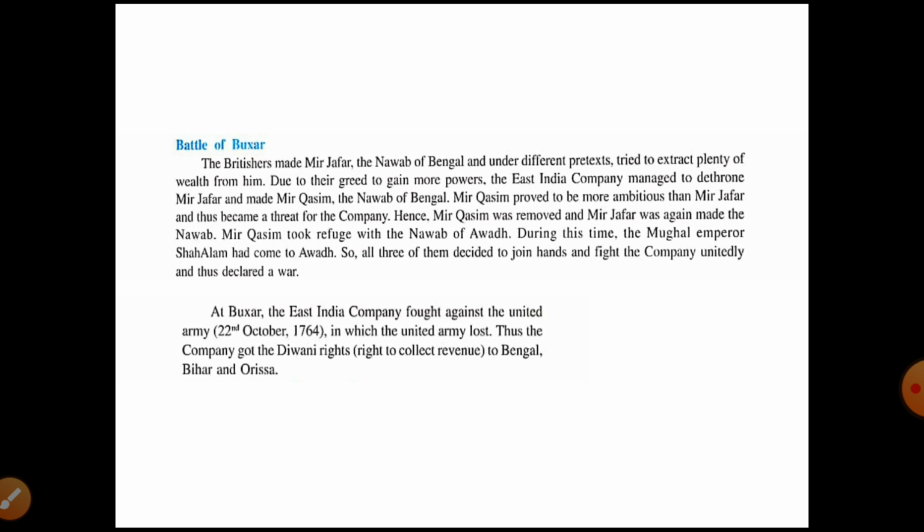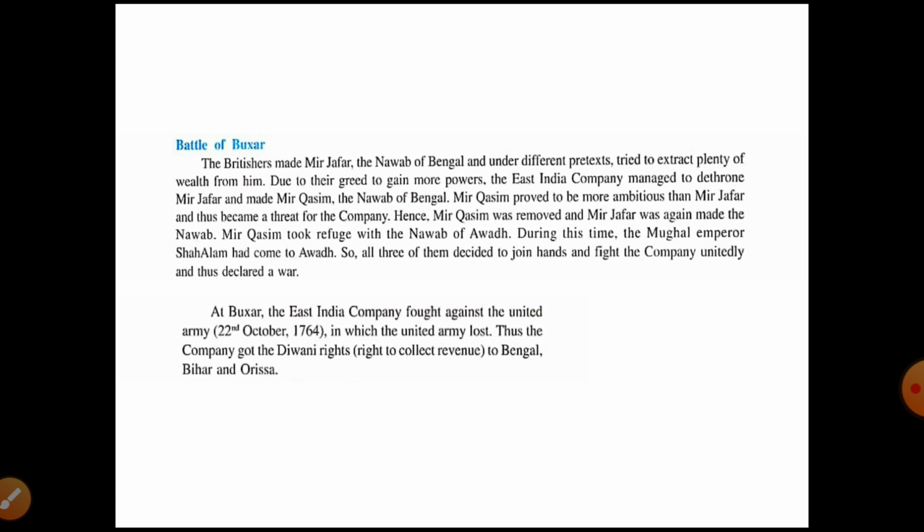At Buxar, the East India Company fought against the United Army on 22nd October 1764. Remember the date and year. When the United Army of Mir Qasim fought with the English East India Company on 22nd October 1764, the United Army lost. They were not able to fight with the British Army.